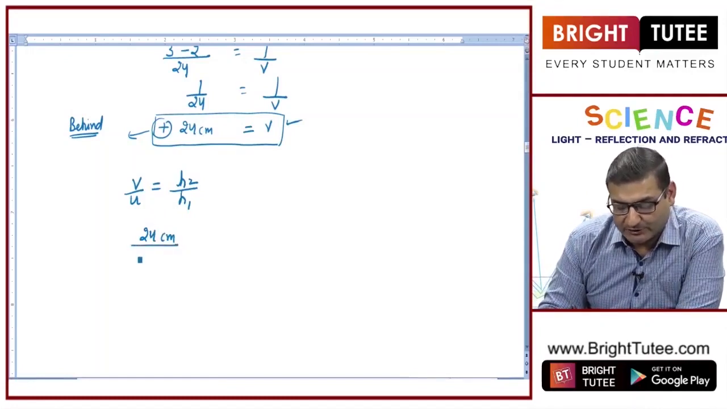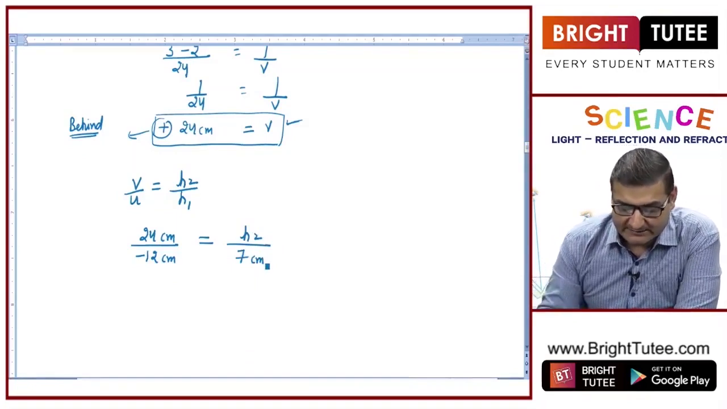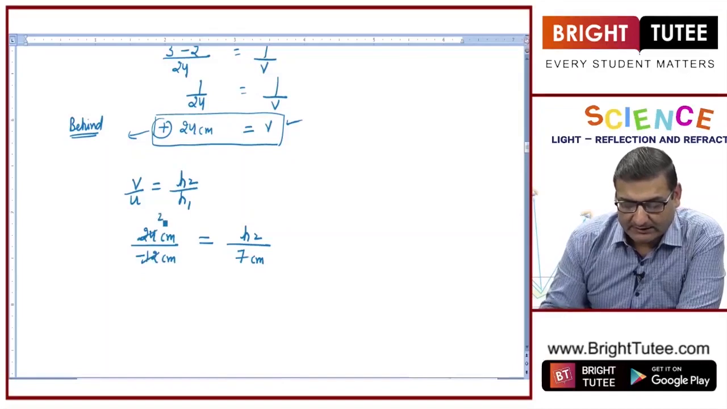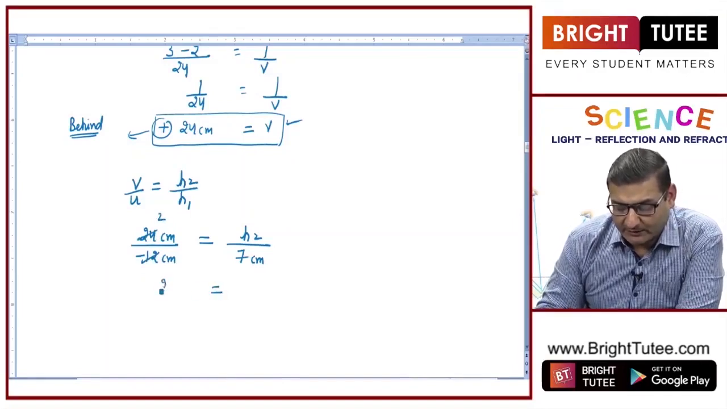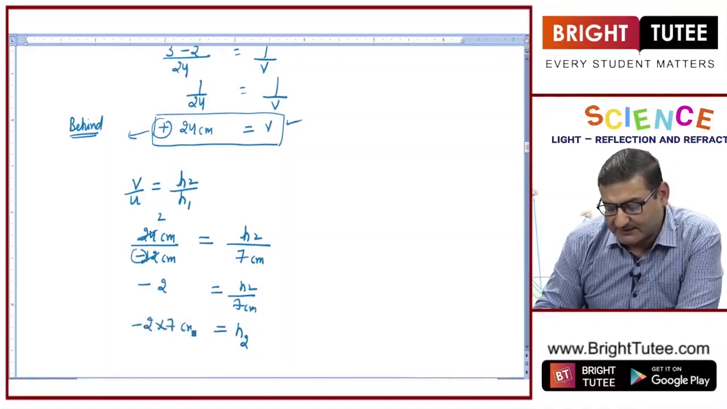U given in the question was minus 12 centimeters. H2 is what we are going to find out, and H1 was given to be 7 centimeters. Fine, cutting off the 12, this comes out to be 2 is equal to H2 by 7 centimeters. The minus sign remains, and cross multiplying, H2 is equal to minus 2 multiplied by 7 centimeters, that comes out to be minus 14 centimeters.